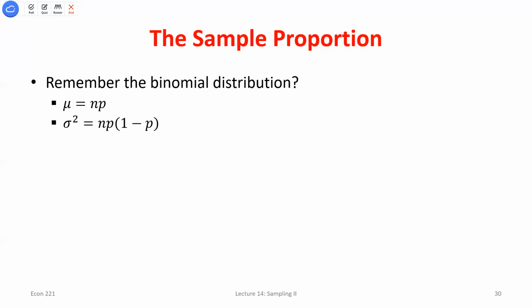So if we go back to the binomial distribution, we said that if we wanted the number of successes, right? Then we had n times p as the average expected number of successes. Well, with proportions, we're not interested in the number of successes. We're just interested in the proportion of successes. So our mean, we think about our sample proportions.